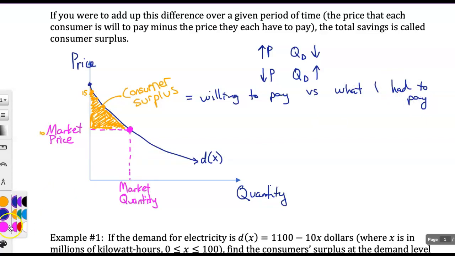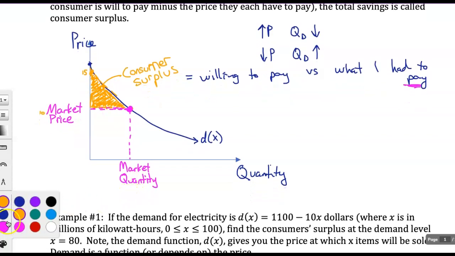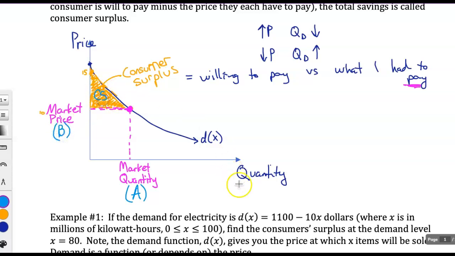And what I had to pay, for me to have a surplus, this would have to be less, right? So what I had to pay was down here, and what I was willing to pay was up here. So this area under the demand curve is called consumer surplus. Now, if we give some of these things some letters so that we can actually work with them, they typically call market quantity A, and they call market price B. And if I want to find this area under the curve called consumer surplus, again, I just said area under a curve, so it's obviously a definite integral.